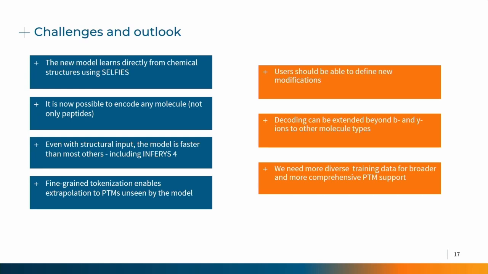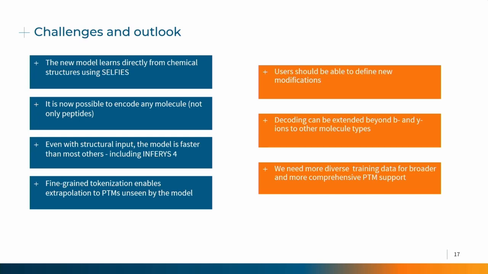We also learned that fine-grained tokenization enables us to extrapolate on PTMs that the model has never seen in training. However, this approach still comes with a few challenges. The first is that users are not yet able to define new structures for us. There needs to be an interface for the user to define new structures, so we can support that in the model that can extrapolate on new PTMs.